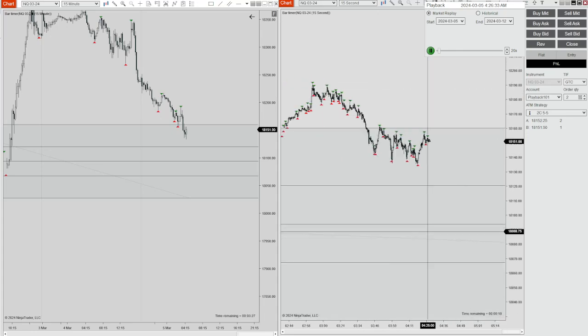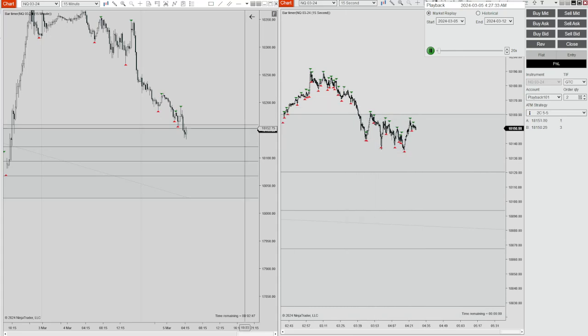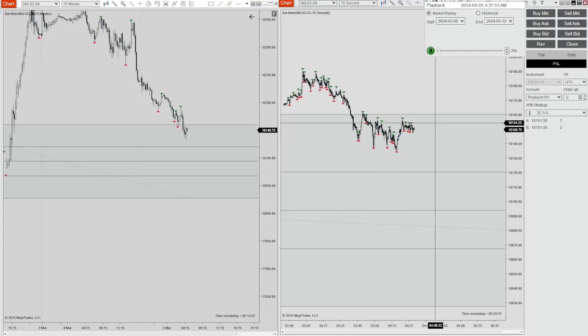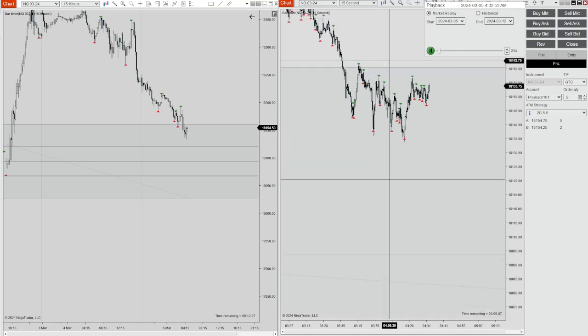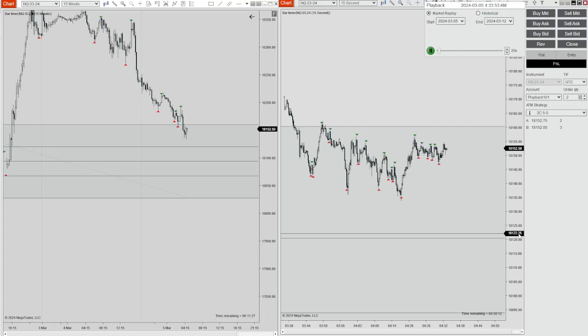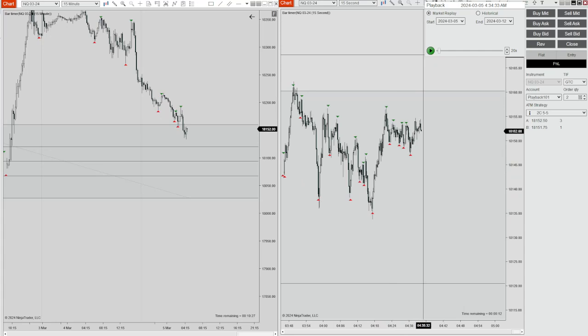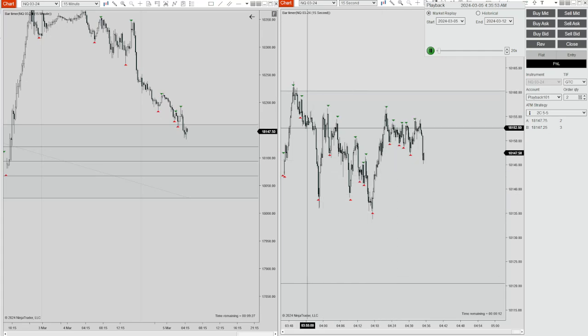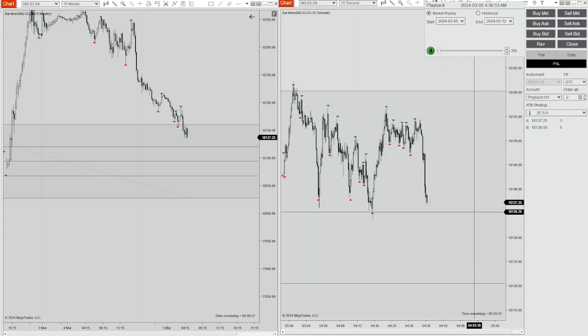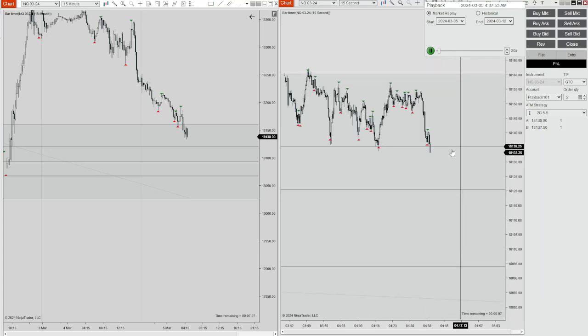Let's see. And often I see this pattern playing out where we have a little wedge or a little channel, whatever you call it, that's kind of going down. But here we just broke it up. So if I'm looking for longs, well, I'm not looking for longs yet, but here we have kind of a little change.